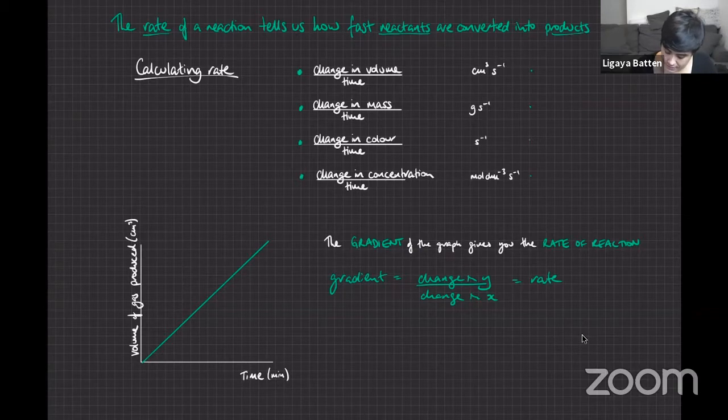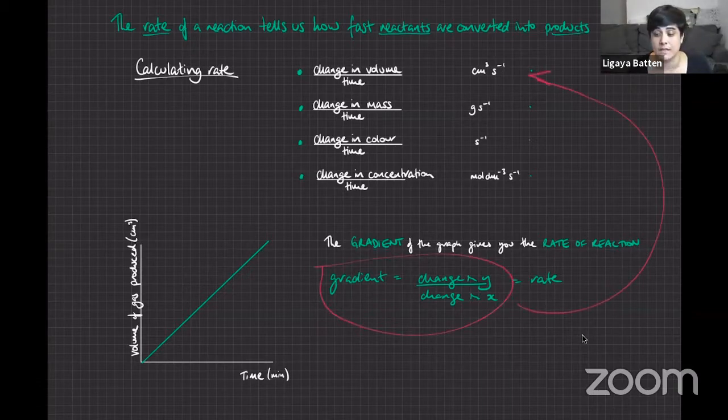So this calculation here is basically going to be exactly the same thing as this calculation here when it relates to the volume of gas produced divided by time. The only difference is that here in the graph, our time units are minutes, and up here we have our time units as seconds. So the only difference will be that the units are going to be centimeters cubed per minute instead of centimeters cubed per second.